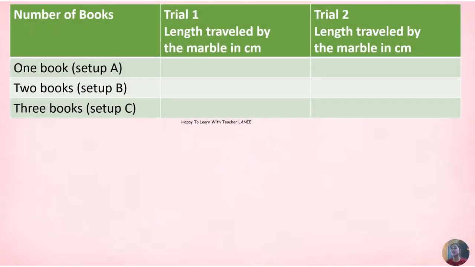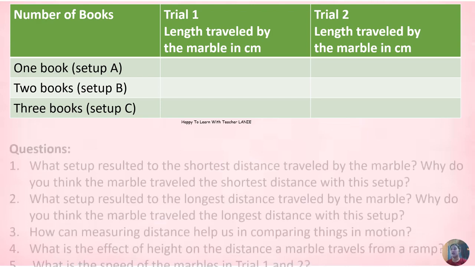Number of books, trial 1, trial 2. 1 book, set up A. 2 books, set up B. 3 books, set up C.